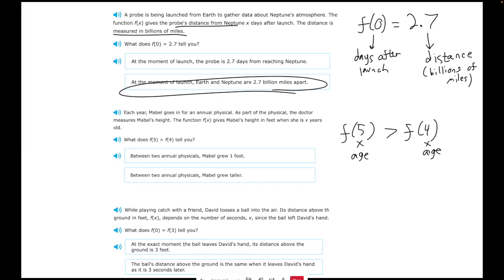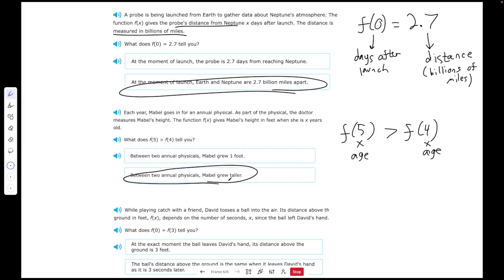All right, for this problem, you should have said that between two annual physicals, Mabel grew taller. And the reason for this is because both the numbers in the parentheses here represent her age, right? So her age is going up by 1, not her height going up by 1. And then it says greater than, right? So when she was age 5, her height was greater than when she was age 4.